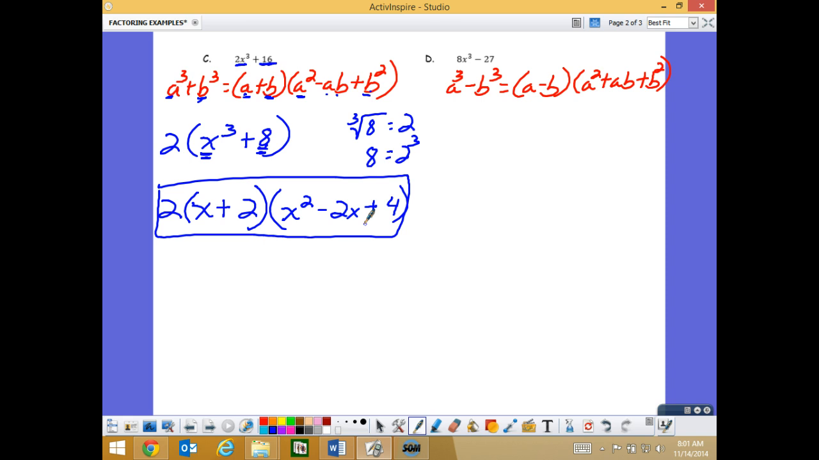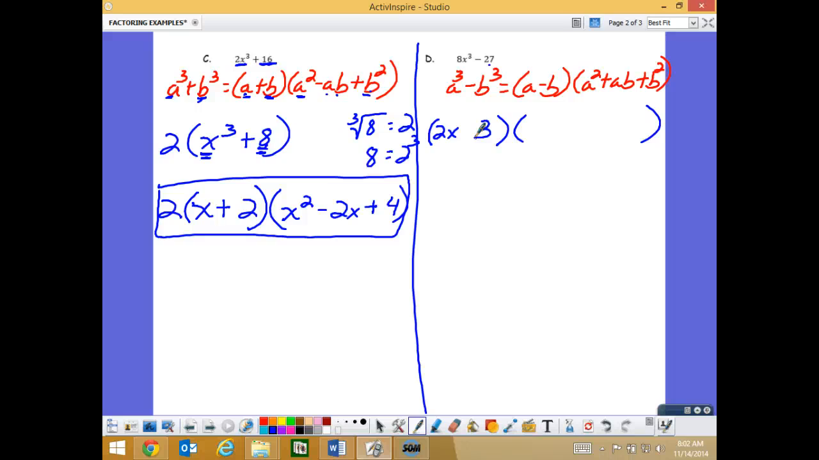Now, in the second example, there is no greatest common factor that we can factor out. So then we're ready to jump right to the two sets of parentheses. And the first set is the cube roots of this. The cube root of 8x cubed is 2x. Because if you take 2x times 2x times 2x, you end up with 8x cubed. And the cube root of 27 is 3. Because 3 times 3 times 3 equals 27.